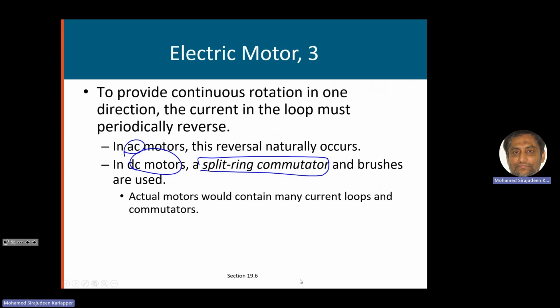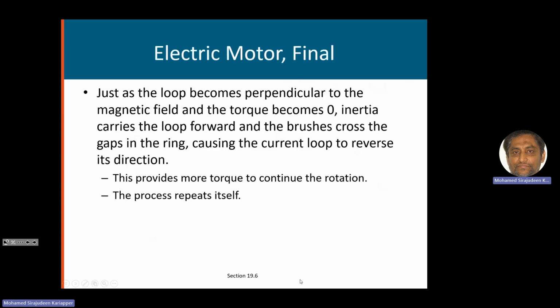In actual motors, we will have not just one loop, but many current loops, and also not just one commutator; there will be many commutators around this magnet. That is how, commercially, you get smoother rotation. So it keeps explaining what I said before in so many words.